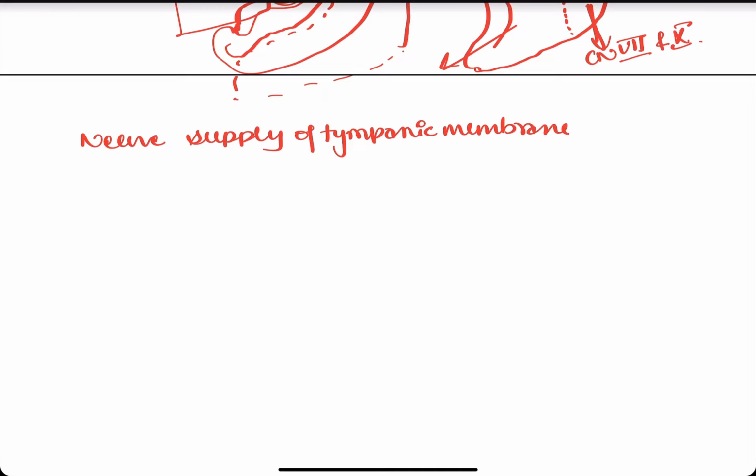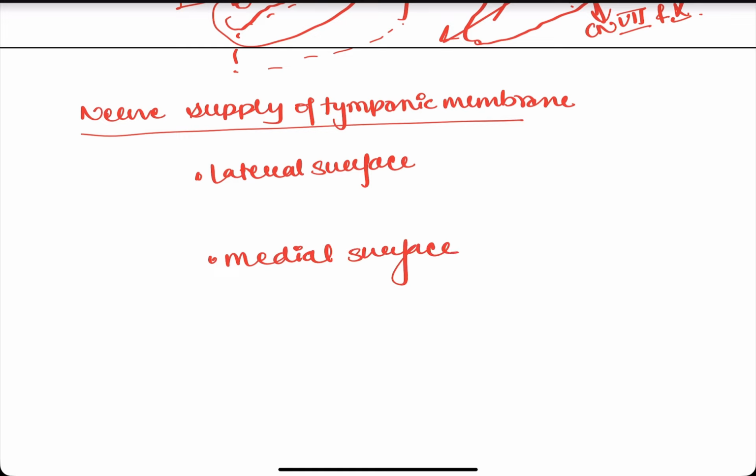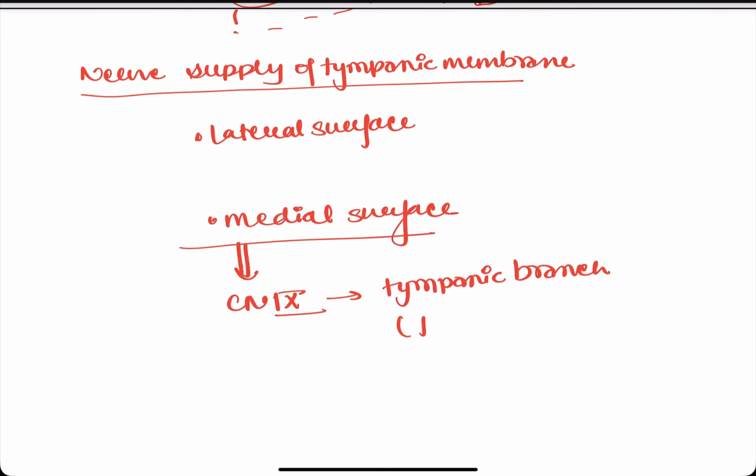So we know that tympanic membrane की 3 layers हैं that we already know, और इसके 2 surface हैं, lateral surface and medial surface. अब जो हमारा medial surface है इसको जो supply करती है that is cranial number 11th की branch, that is tympanic branch, and this nerve is known as Jacobson's nerve. So हमारे medial surface को हमारी Jacobson nerve supply करती है.